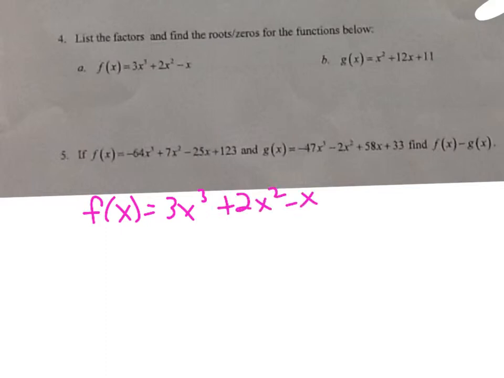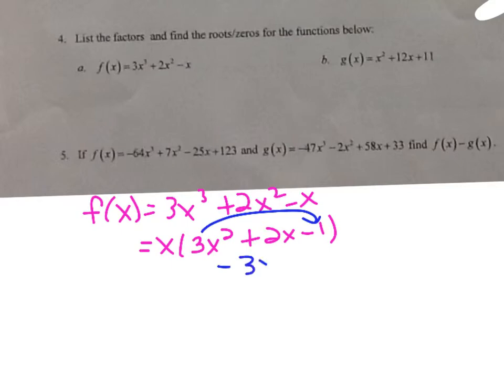So I notice there is a GCF, so I factor out the GCF. So it's x times 3x squared plus 2x minus 1. Now I'm going to factor using the master product. So I multiply the first times the last. I get negative 3x squared. So what numbers multiply to negative 3 and add to 2? That would be positive 3x and negative 1x. That gives me my positive 2x. And I have the ends here.